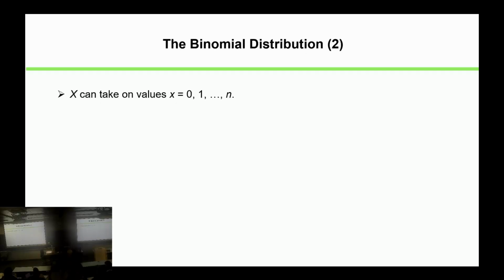No. If you do 10 trials, could you have an infinite number of successes? No, you could only have up to 10, right? So how many different values could x take on if n equals 10?